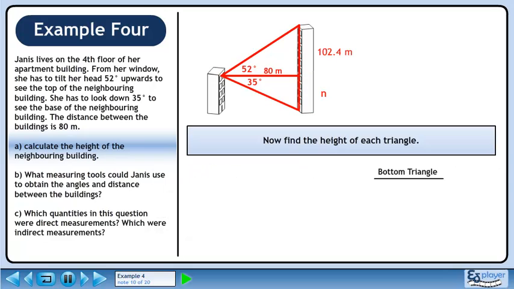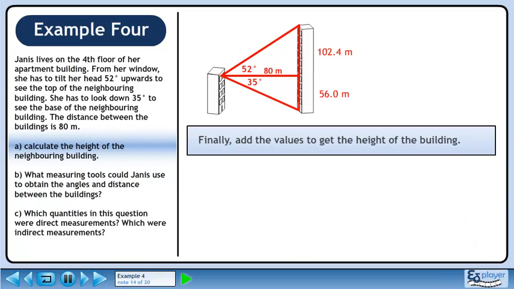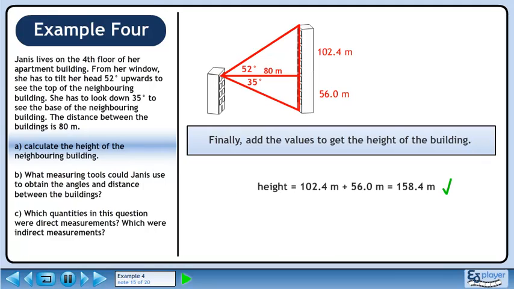Now we'll find the value of n in the bottom triangle. Use the tangent ratio. Cross multiply. The value of n is approximately 56 meters. Finally, add the values to get the height of the building. The height of the building is 158.4 meters.